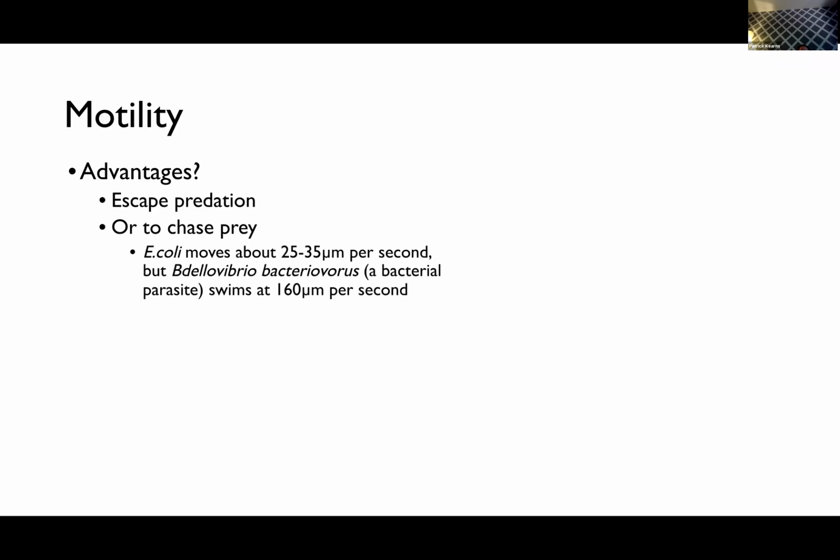So to put this in perspective, there's a bacteria out there called Delovibrio bacteriovorus. It's a bacterial parasite, and what it does is it consumes other bacteria. Delovibrio swims at about 160 microns per second, and it likes to hunt other bacteria, in particular gut bacteria like E. coli. Most gut bacteria can only swim between 25 and 35 microns per second. But we have our Delovibrio that can swim 160 microns per second. So it can easily hunt down and kill E. coli, which is pretty cool, right? Its motility gives it its capacity to eat other bacteria.